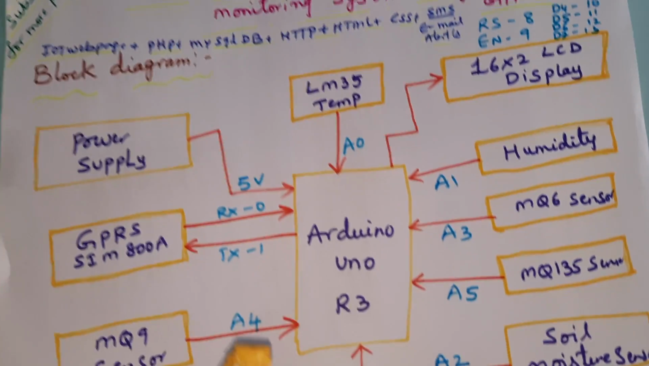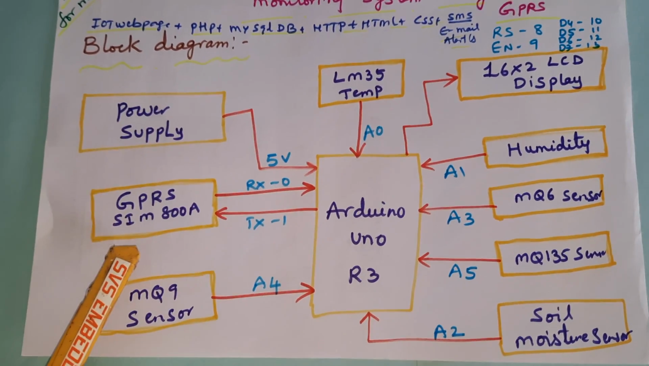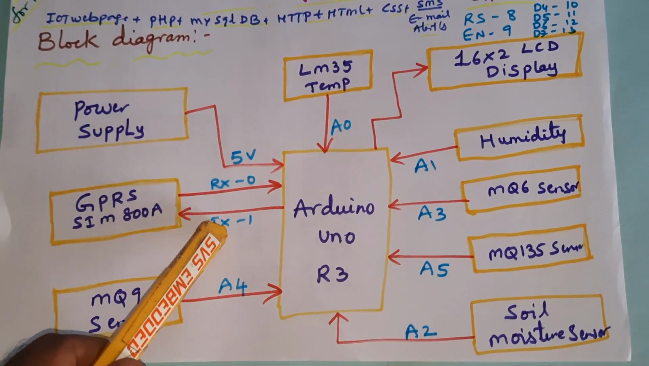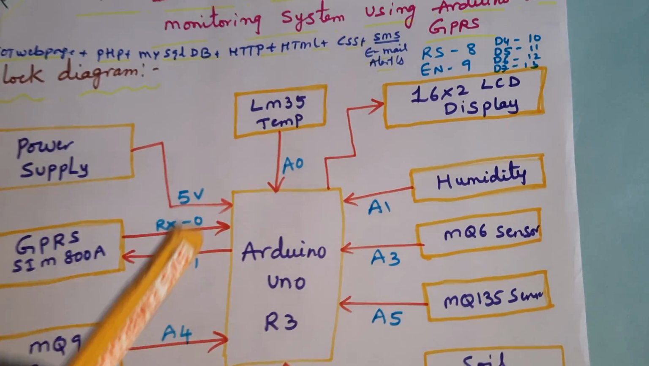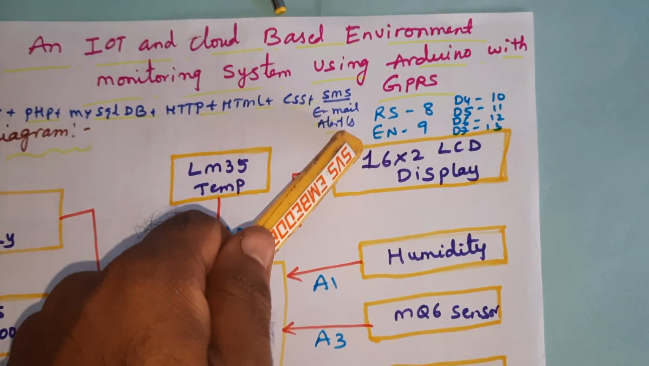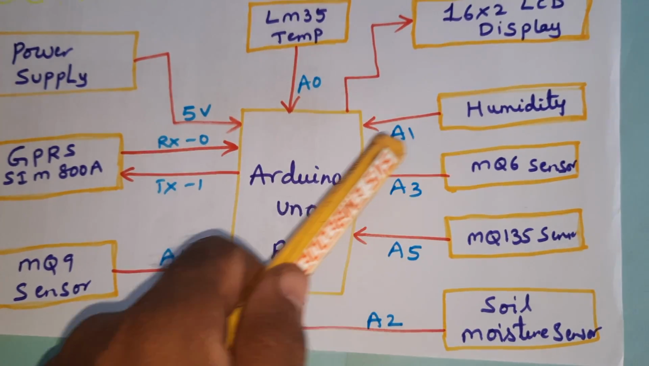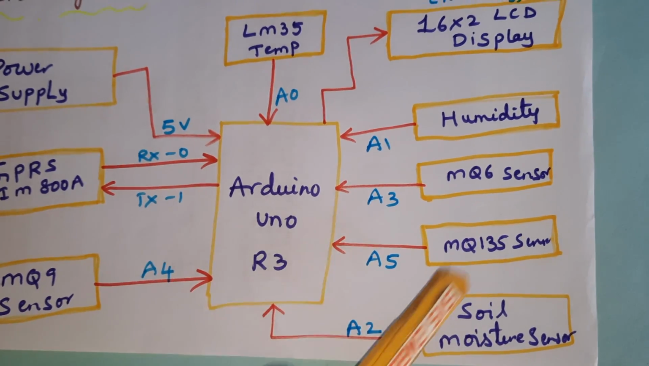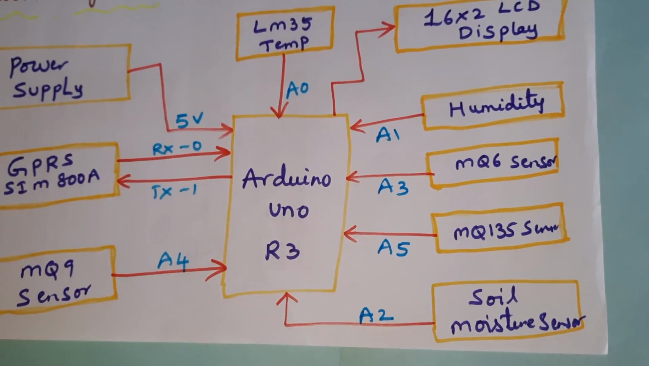Here we are using one Arduino Uno R3 board, a 5 volt power supply, a GPRS modem, SIM800A, with RX, TX connected to pins 0 and 1. The MQ9 sensor is connected to analog pin A4, the LM35 temperature sensor to A0, and the 16x2 LCD display to RS, enable, D4, D5, D6, D7 on pins 8 to 13. The humidity sensor is connected to A1, moisture sensor to A2, MQ6 gas sensor to A3, and MQ135 air quality sensor to A5.